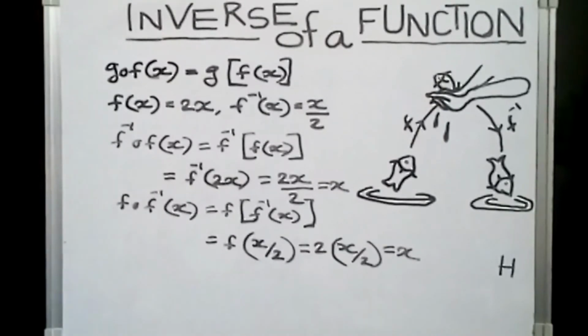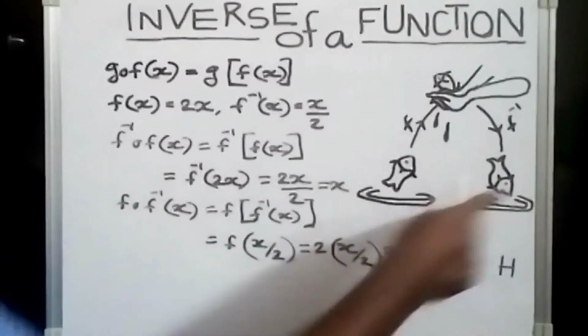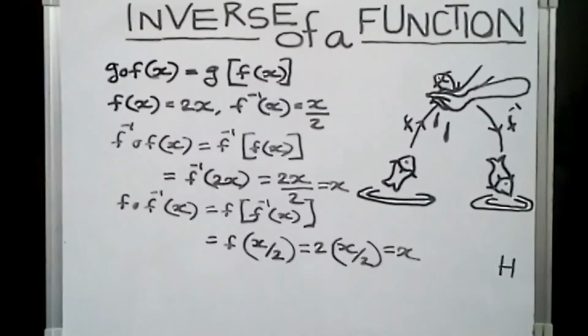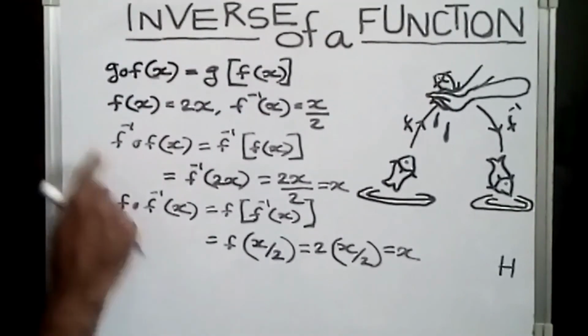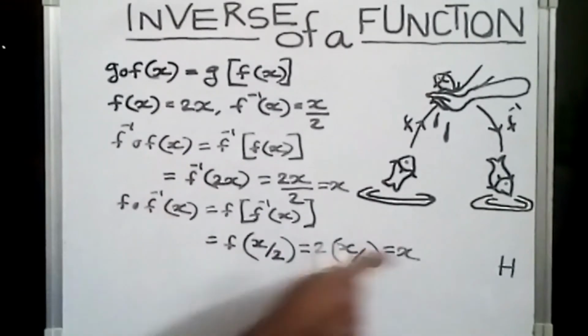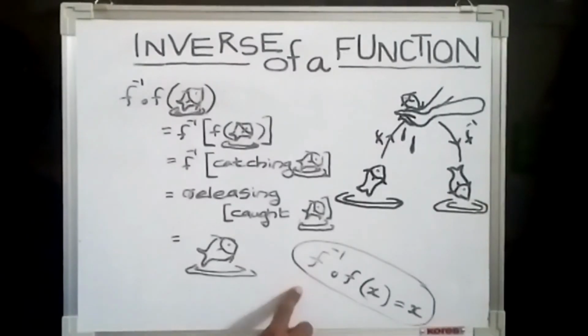See, here f is catching the fish and f inverse is releasing the fish. Thus, another way of checking whether the given two functions are inverses of each other is to find f inverse of f of x and f of f inverse of x. If two functions are inverses of each other, then their composition gives the input itself, the initial value itself. I am going to explain it using the nursery rhyme, if you are interested, just as a motivation.